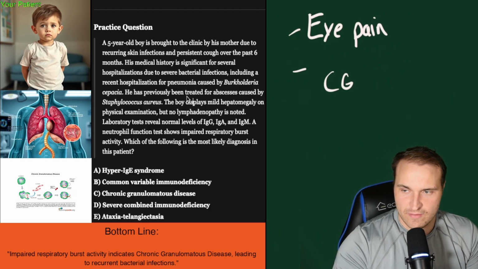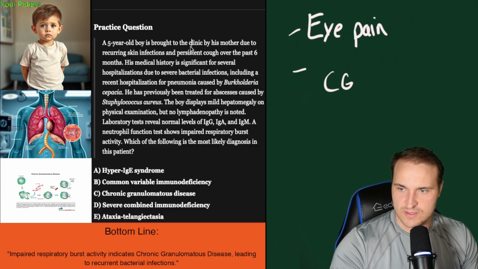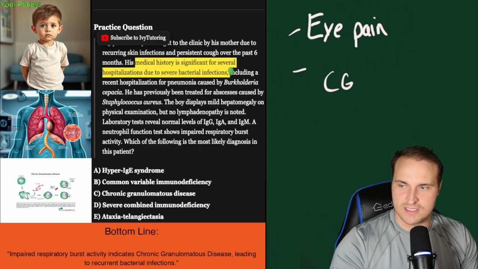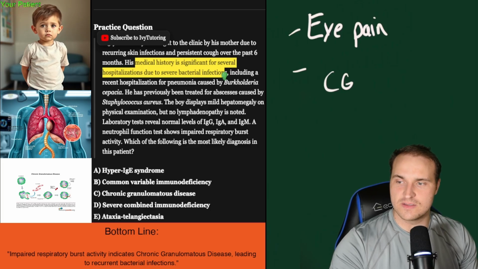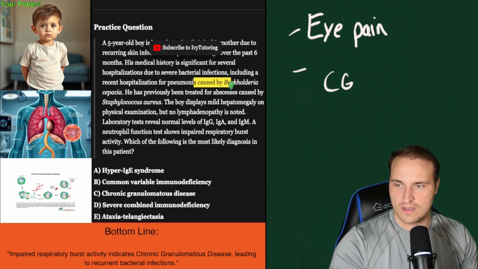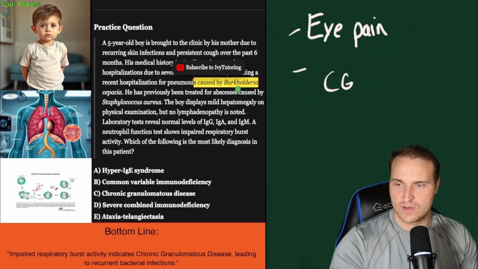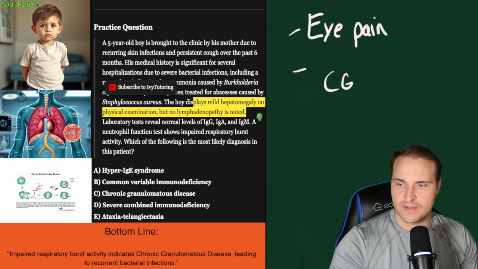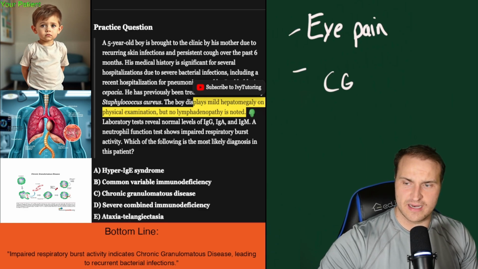Okay, our next question, we have a 5-year-old boy who's brought to the clinic by his mom due to recurrent skin infections and persistent cough over the last 6 months. Medical history is significant for several hospitalizations due to severe bacterial infections, including hospitalization for pneumonia caused by Burkholderia, and he's been treated for abscesses caused by Staph A. He has mild hepatomegaly on physical examination, but no lymphadenopathy is noted.